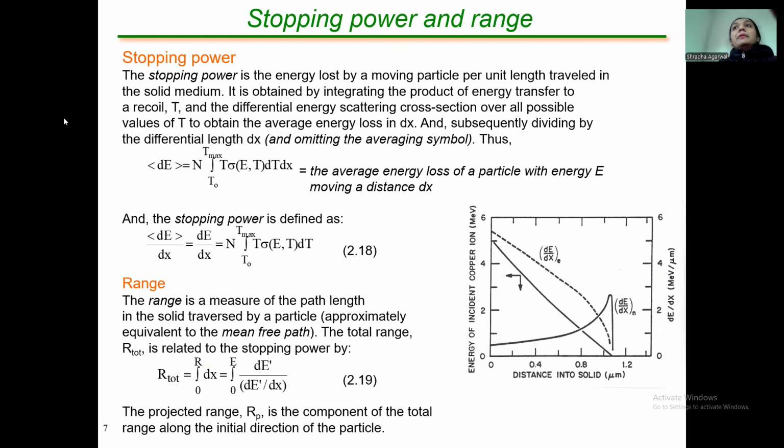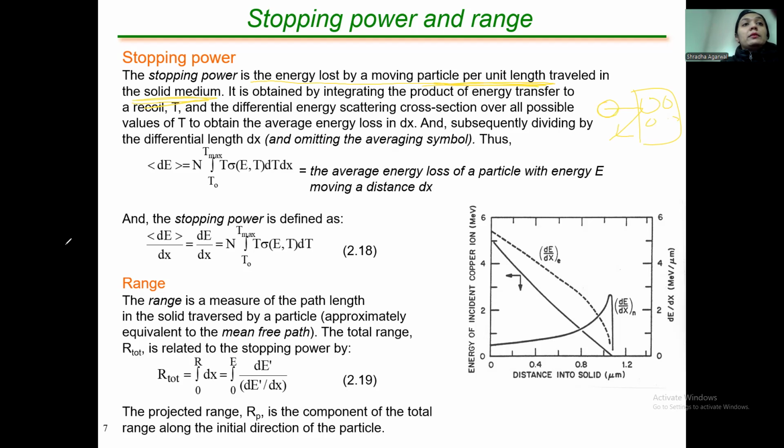Now, what is the stopping power, you understand, right? I already gave you the idea. It is the energy lost by a moving particle per unit length traveled, right? And how is it obtained? It is obtained by the product of energy transfer to a recoil, okay? Because your particle is going, it is making an interaction here. It is able to displace them, and then it becomes a recoil.